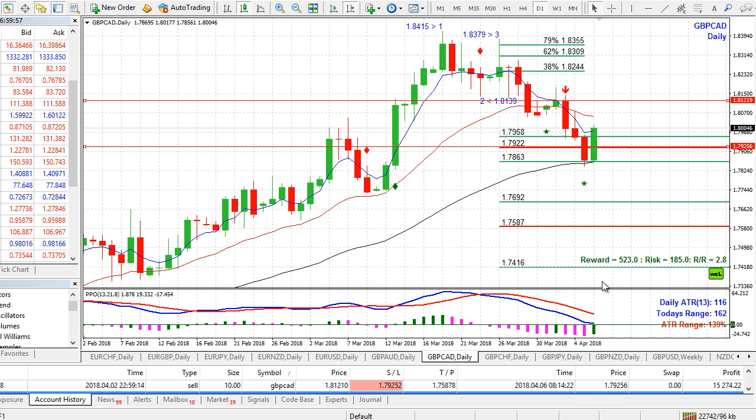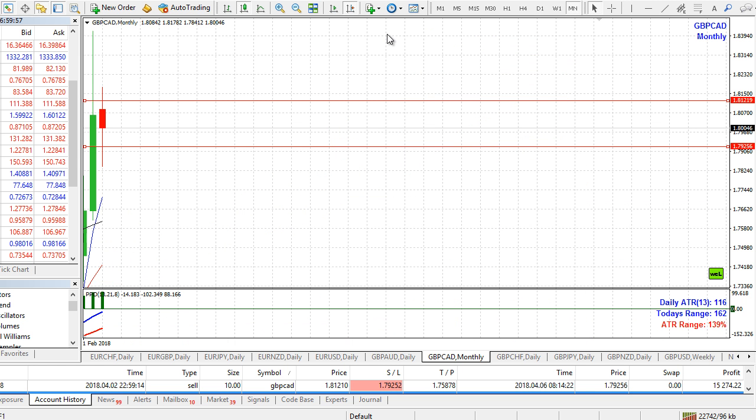This is a trade I made in the British pound Canadian dollar pair, and what I want to do is show you how I arrived at taking this trade. It's a sell, and first of all, I'm going to start off on the monthly chart just to give you an idea of what I saw.